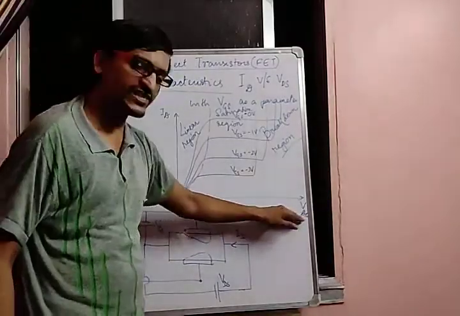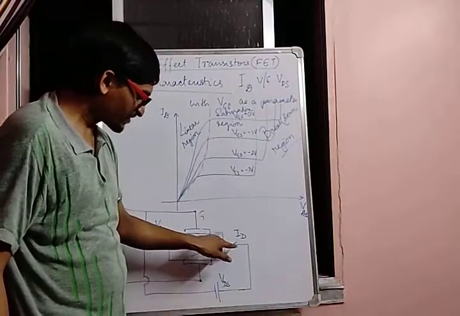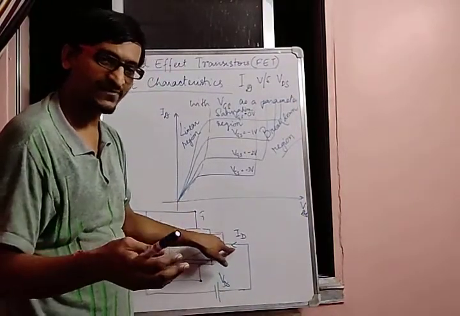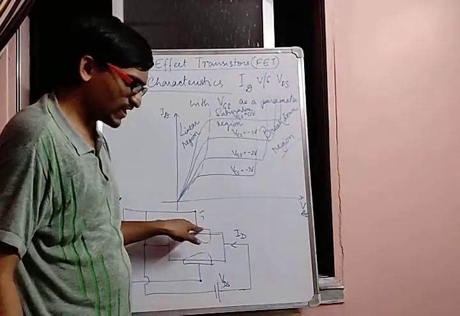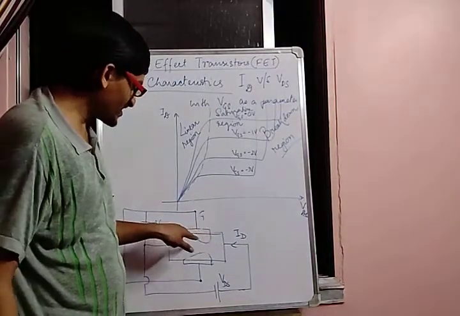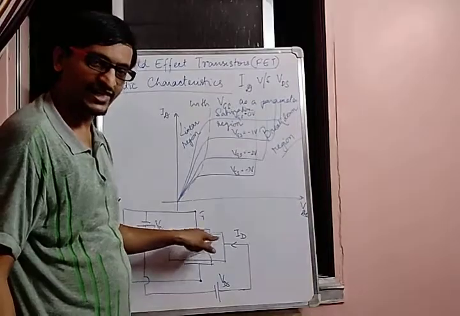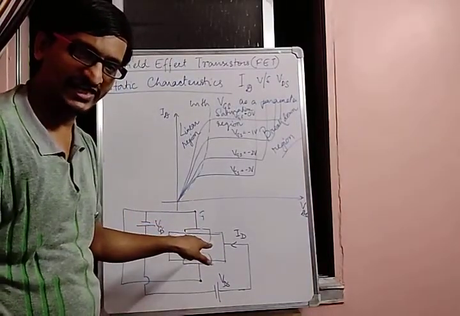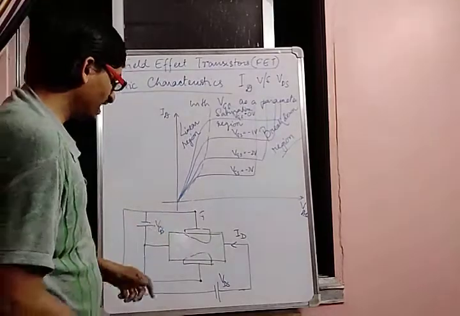Now as I am increasing this VDS, what will happen? The voltage at this drain terminal will go on increasing. As a result, this region will become reverse biased. So as a result, a depletion region will be created. So as a result, what will happen?